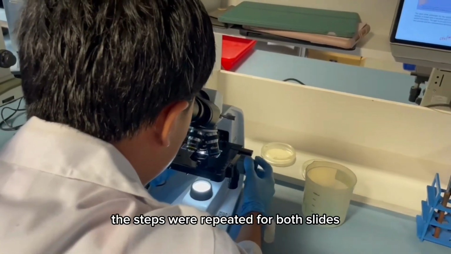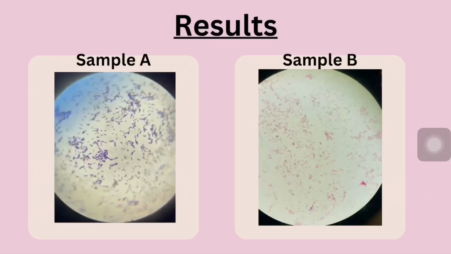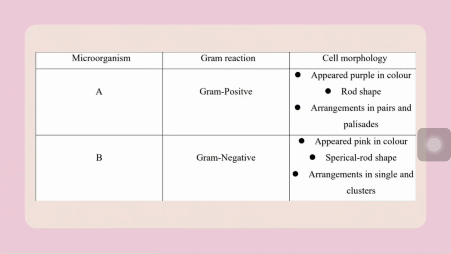The steps were repeated for both slides. This is the result that has been observed under the microscope. On the left is sample A and on the right is sample B. For sample A, the Gram reaction is gram positive, and the morphology appeared purple in color, rod in shape, and the arrangement is in pairs or palisades. For sample B, the Gram reaction is gram negative and appeared pink in color and has a spherical rod shape, the intermediate between the two, and the arrangement is in single and clusters.